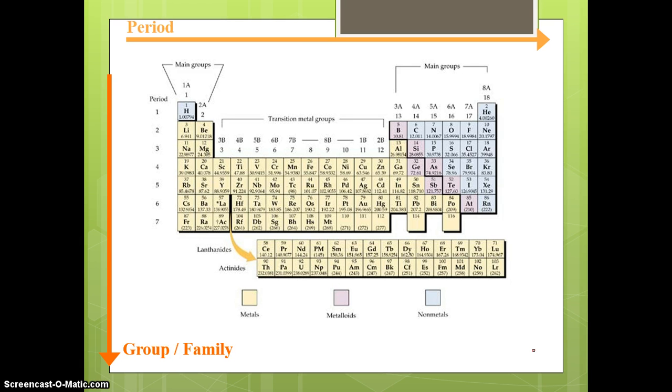Now, again, this picture helps us see a little bit more on the table, the label of a group or family. So an individual column would be a group, and a period would be a single row across the periodic table. Notice that there's a gap here. We would only count the ones that are actually in the row into that particular period.